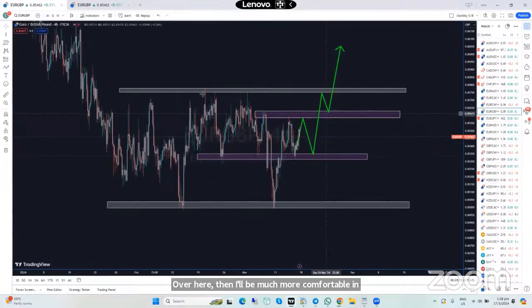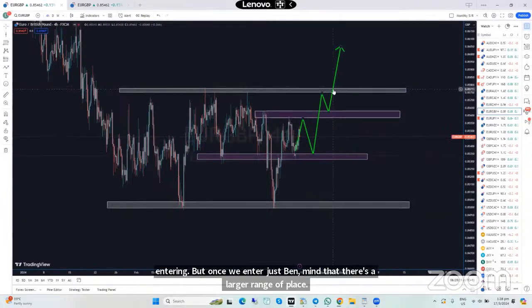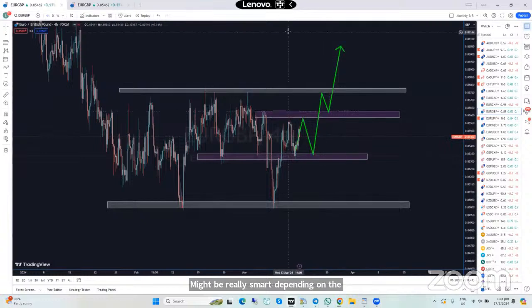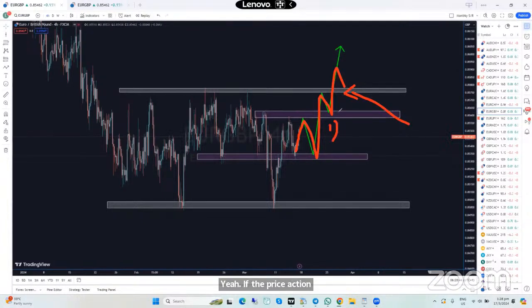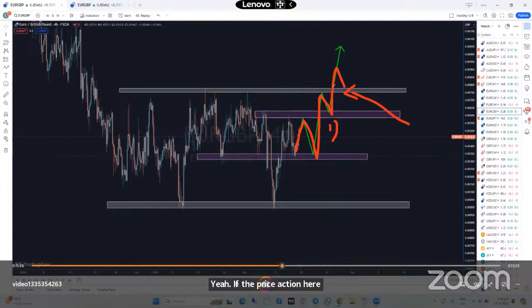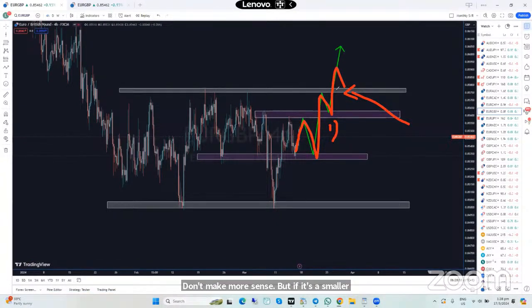But once we enter, just bear in mind that there's a larger range in play, so you might want to place a take profit one that might be really small depending on the size of the bar. If the bar is too huge, then I recommend you wait for simply another higher low. So when price does this, then enter here. If the price action here is too huge to trade, that means your TP1 is not worth it, so just wait for another higher low. That will make more sense. But if it's a smaller price action, where we have at least a 1:1 before the high of the range, then yeah, go ahead, take a trade.